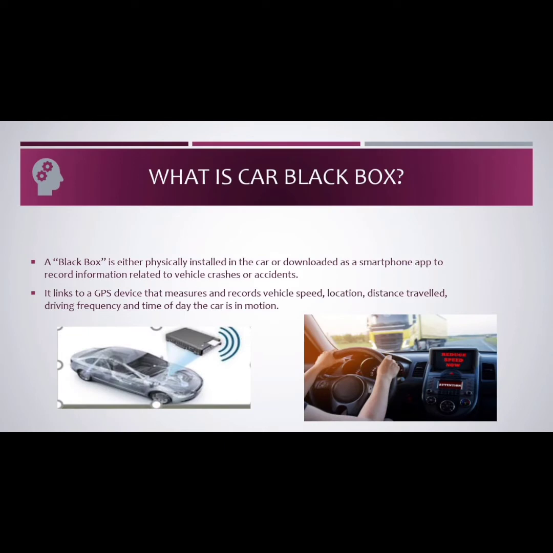What is a car black box? It is either physically installed in the car or downloaded as a smartphone app to record information related to vehicle crashes or accidents. It links to a GPS device that measures and records vehicle speed, location, distance traveled, driving frequency, and time of day the car is in motion.